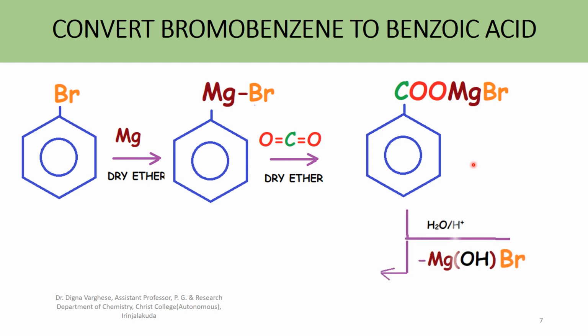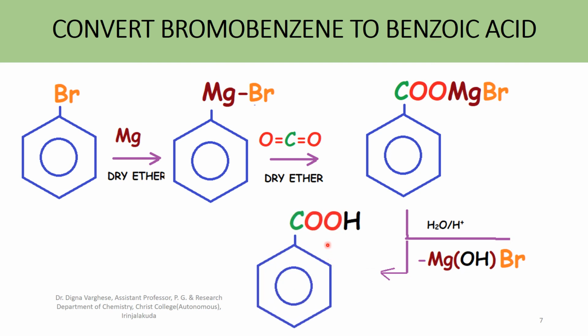In step 3, acidic hydrolysis removes magnesium hydroxy bromide and forms benzoic acid. So here you can see the route of the formation of benzoic acid from bromobenzene.